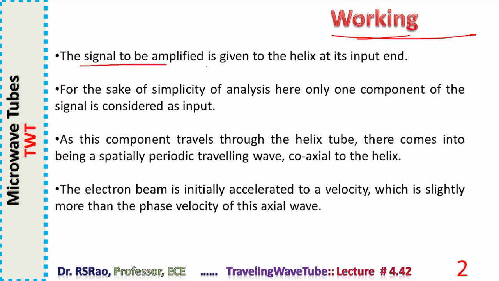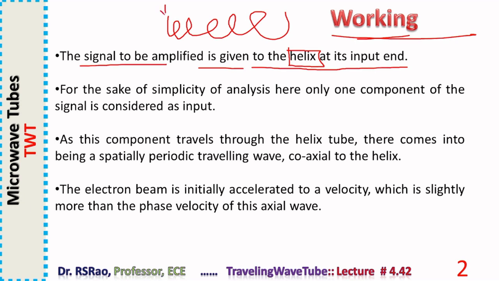The signal to be amplified is given to the helix at its input end. Here it is assumed that the slow wave structure is a helix. Other slow wave structures are also possible. To describe the functioning, we have to consider one or other slow wave structure. Here we considered the helix. So this is the helix. Signal input is given at one end, and it is taken out from the other end.